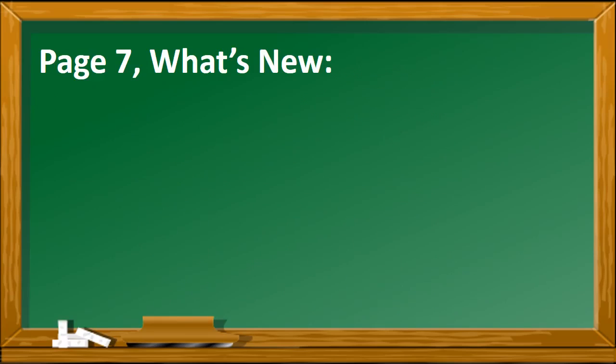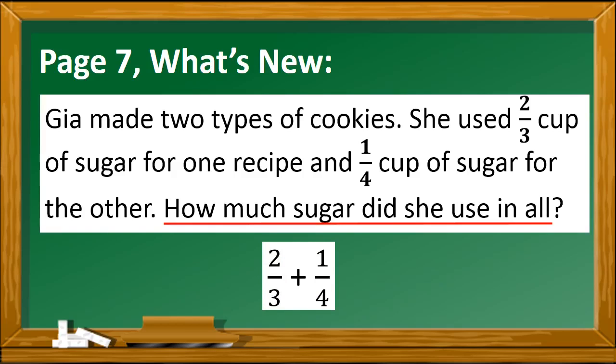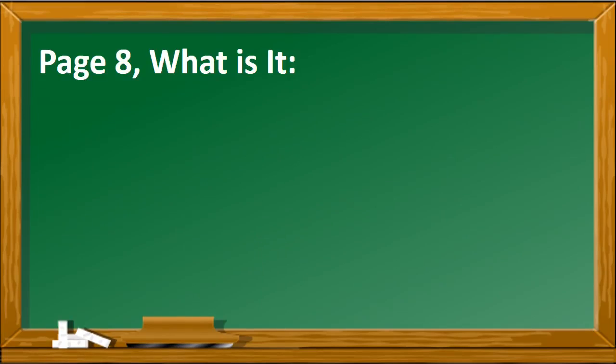Open your self-learning module on page 7, What's New? Gia made 2 types of cookies. She used 2/3 cup of sugar for one recipe and 1/4 cup of sugar for the other. How much sugar did she use in all? To solve the given word problem, we add 2/3 and 1/4. Let's explore the solution on page 8.